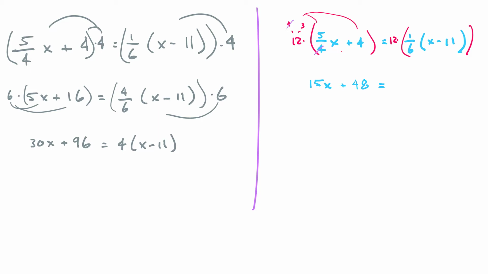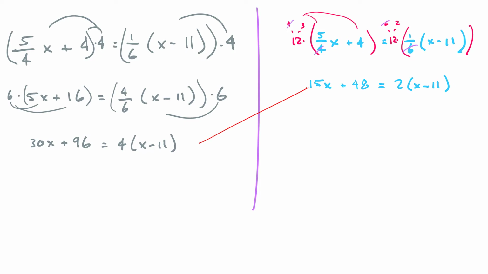And then on the right-hand side, 12 times 1 over 6, you could probably just see that reduces to 2, but I broke it up, right? 12 has factors 6 and 2, so the 6's cancel, and you're just left with 2 there, and then that's multiplied by x minus 11, and again, we get to a point where we have no fractions.